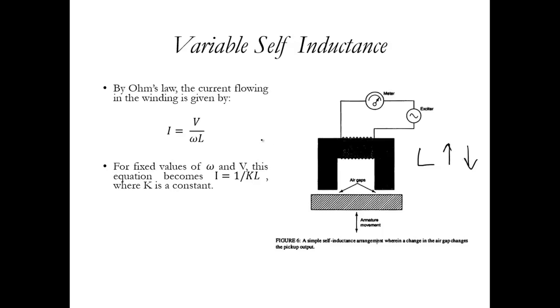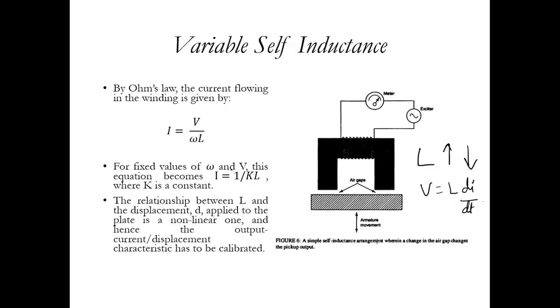And if we see from the basic Ohm's law, the current flowing in the winding, for an inductive kind of load, can be given by I is equal to V by omega L. You must be aware of the basic definition: V is equal to L di by dt, the voltage across the inductor. Now, for a fixed value of omega and the voltage across the inductor, the equation can be written as I is equal to 1 by K, where K is some constant. So it means that the current is inversely proportional to the inductance of the coil.